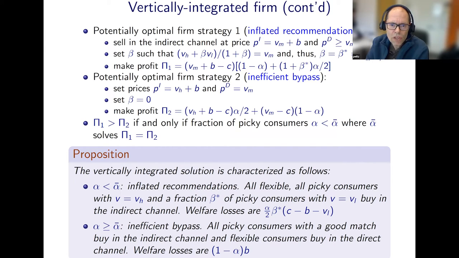Alternatively, the firm can use the inflated recommendation strategy, in which case it will extract the surplus from the flexible consumers in the indirect channel, that's VM plus B. Everybody who buys will buy in the indirect channel, and beta is just picked such that the conditional expected willingness to pay of the picky consumers, so those who receive a recommendation, is just equal to what the flexible consumers are willing to pay, and there's a typo, that should be VM plus B.